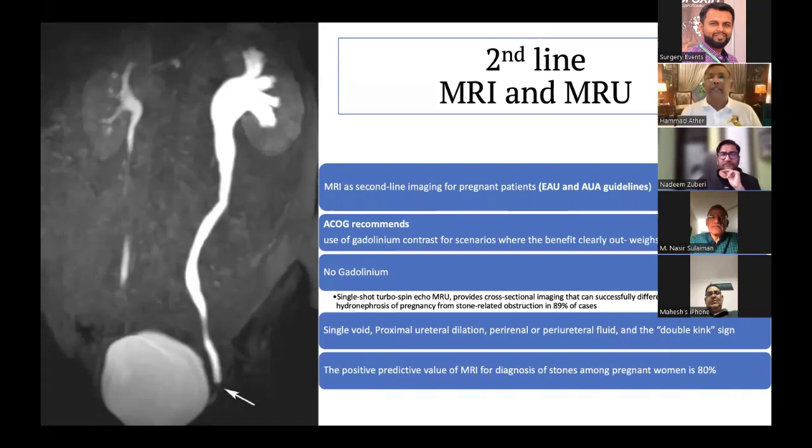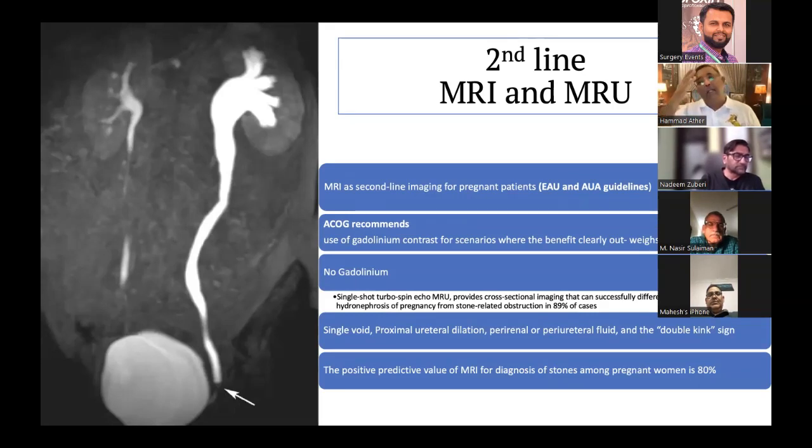Right. So the second line recommendation by both the European Association of Urology and the American Urological Association is the use of an MRI or MRU. The American College of Obstetricians and Gynecologists says that gadolinium, the contrast medium that we use for MR, is really something that you need to weigh against benefit and risks. And gadolinium is generally not recommended because it is a class B drug, which should be avoided as much as possible unless the benefit outweighs the risks.